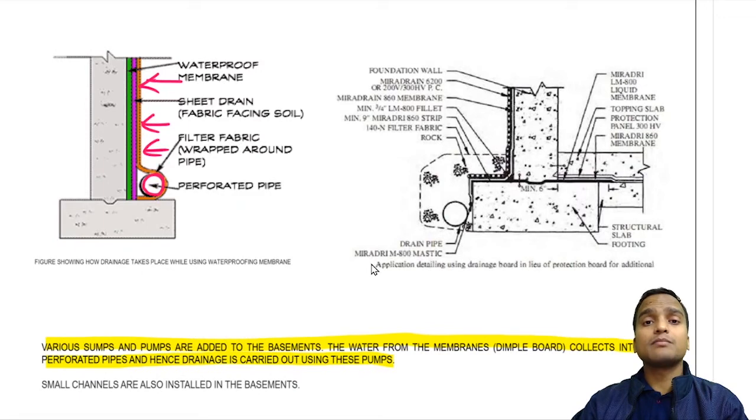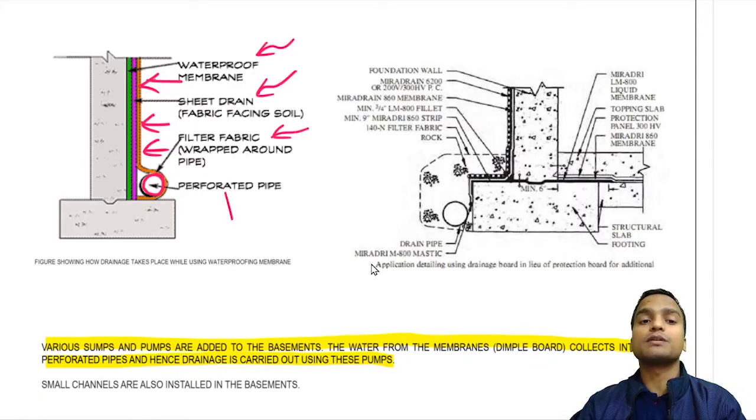So when we have done block drainage type of positive side waterproofing system, in that case we apply a waterproofing membrane on the external of the RCC elements, and then a sheet drain is applied, and then there is filter fabric wrapped around the pipes, and this goes to the perforated pipe.